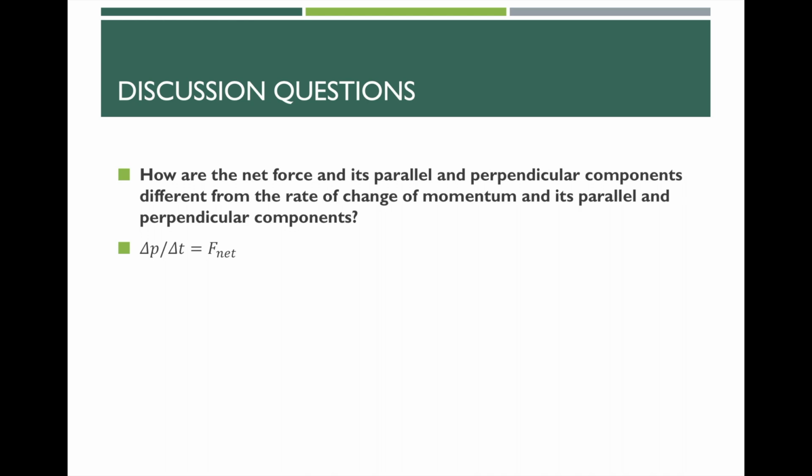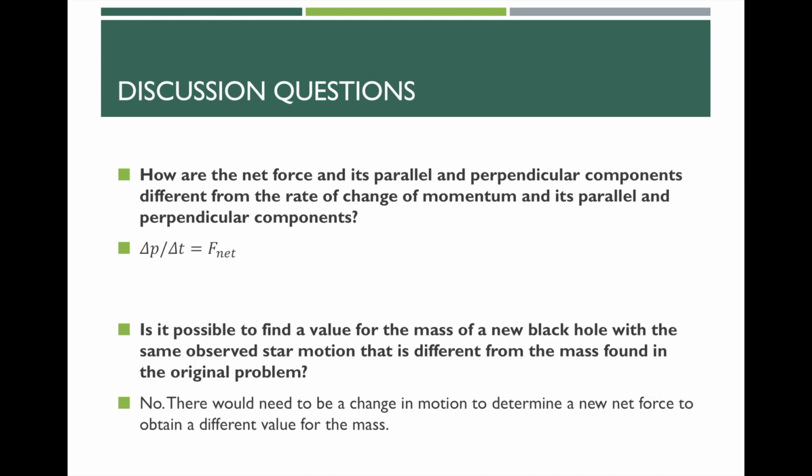According to Newton's second law, change in momentum per change in time is directly proportional to the net force, so the two are equal to each other, as indicated in depth throughout this lab. It can particularly be seen when in the code the net force components are set directly equal to change in momentum components. If the star motion stayed the same, but the mass of the black hole had changed, you would not be able to determine the new mass, as the original mass was calculated from finding the net force from the motion observed. If the motion stayed the same, there would be no difference in the net force, and therefore no change in mass.